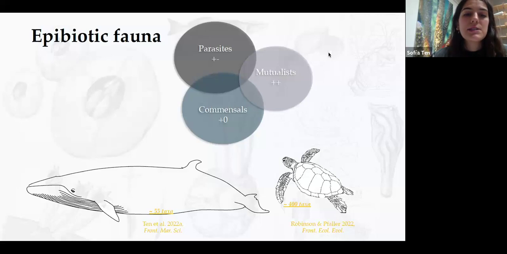In the case of cetaceans, referring to whales, dolphins, porpoises, epibiotic diversity is a bit lower, but it's over 50 species, so that's quite impressive. For sea turtles, it's about 400 animal species that we can find on them. So they are basically a floating or swimming ecosystem.